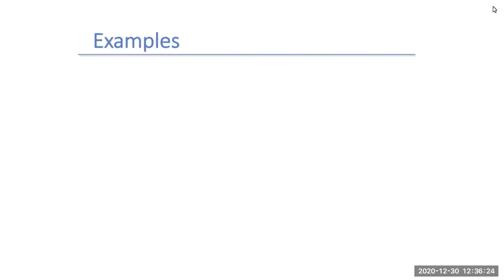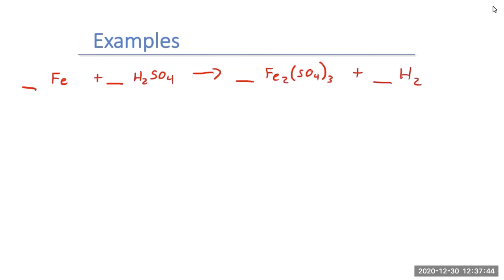So looking at a couple examples. Let's say we have iron plus sulfuric acid. That gives me iron sulfate plus hydrogen gas. So if we look at our equation here, we need to figure out what all the coefficients are. For me personally, I find it easiest to keep a little table on the side to keep track of what's on the reactants, what's on the products.